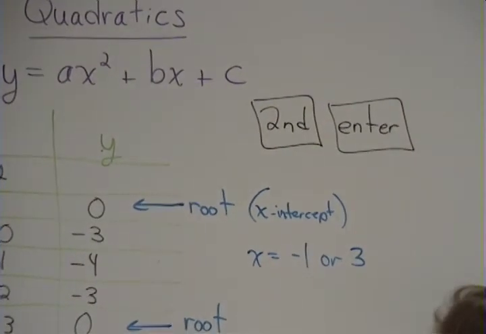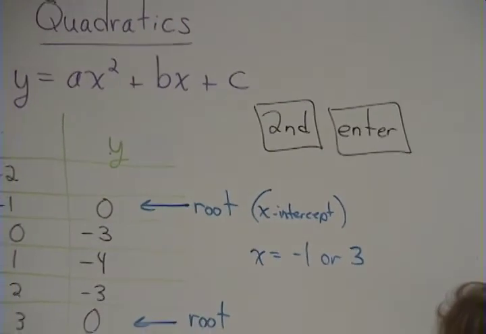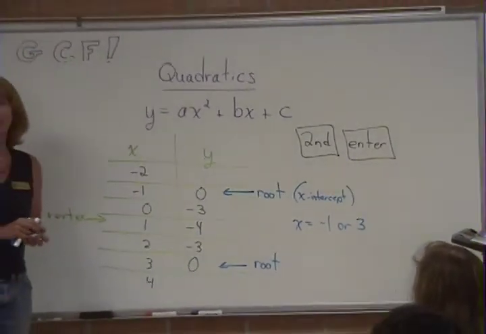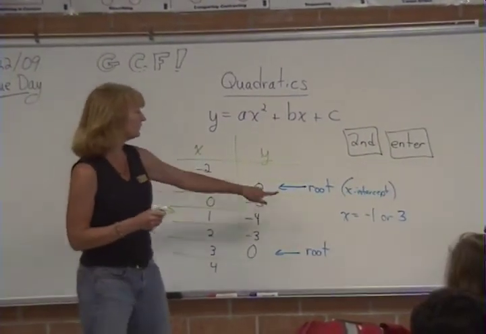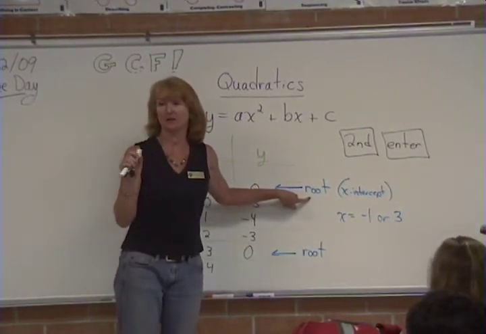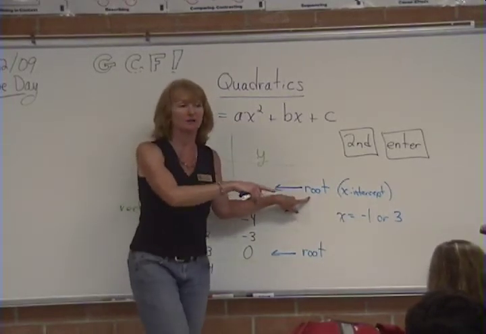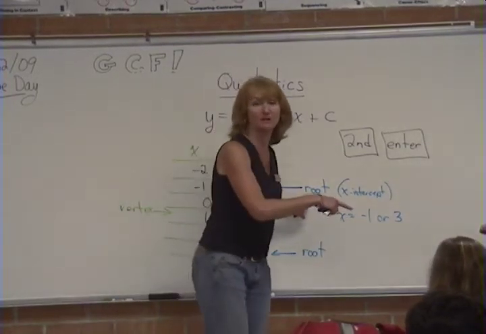When you graph this, you start with your vertex. The root is where your graph hits the x-axis. It's where the ball leaves the ground and where it hits the ground again. So you can calculate what that point is, what that ground zero is.